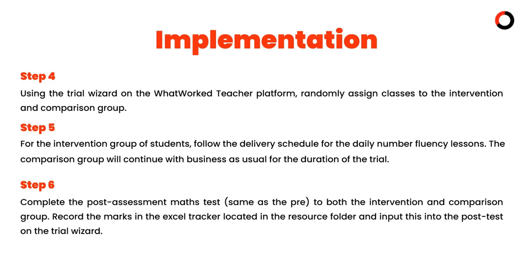And then step 6, complete the post-assessment maths test, which is the same as the pre, with both the intervention and the comparison groups. Record the marks in the Excel tracker and then input this into the post-test on the trial wizard. You'll then complete a short process evaluation, then click Analyze to generate an impact report for your school.